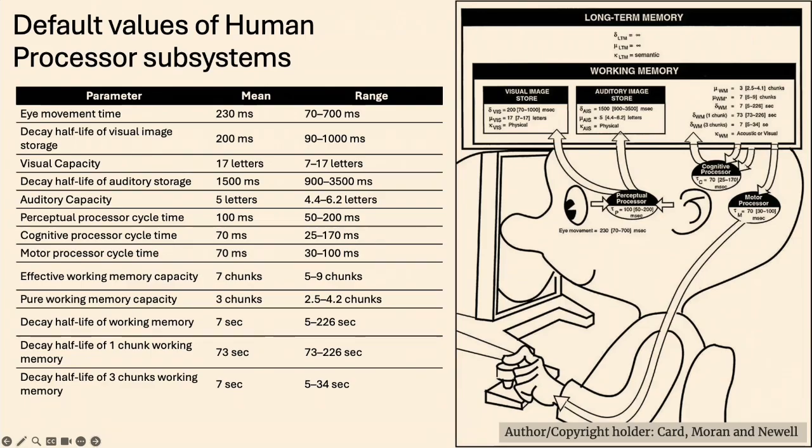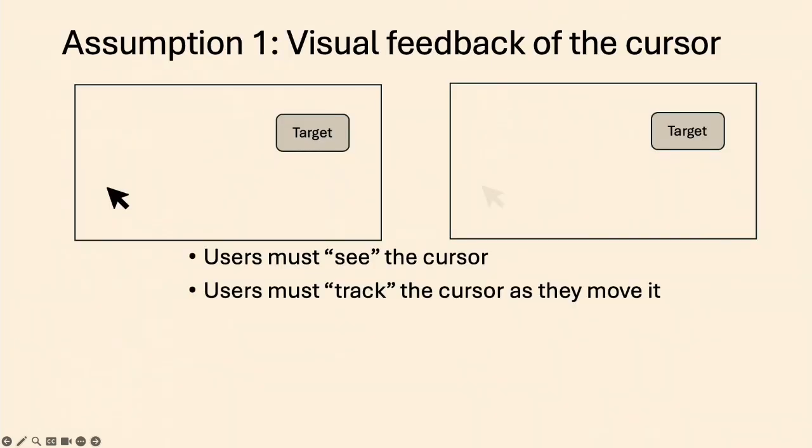I'm showing this table to give you some reference that if we consider someone can see, someone can hear, we can use default values. For example, this is the reaction time of eye movement, saccadic eye movement, 230 milliseconds. We can directly use that to model a regular human. Unfortunately, those assumptions cannot be applied for someone with blindness or low vision.